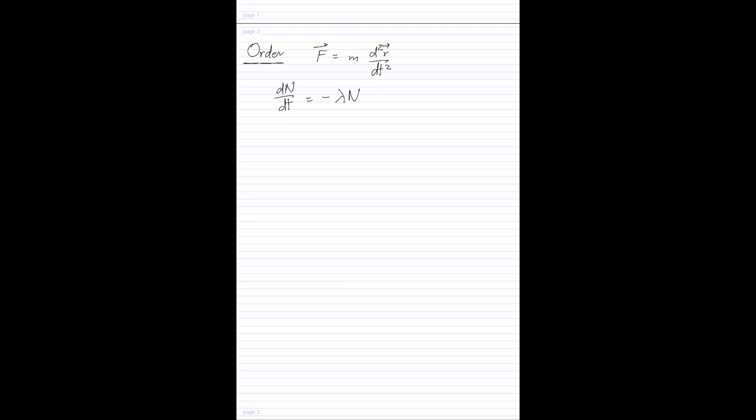Now from now on I'll be talking about differential equations in general terms. So I'll be dealing with equations, for example, in terms of x, which is your independent variable.